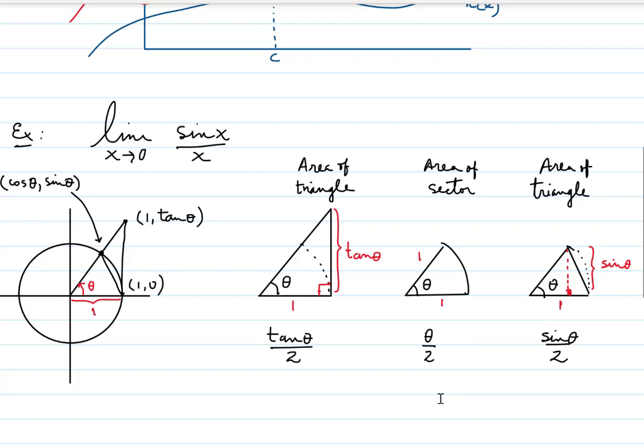Now, clearly you can see the area of this big triangle is larger than the area of this sector, because the sector is contained in this triangle. And then this sector is bigger than the area of this smaller triangle, as you see, this triangle is contained inside the sector. So we can say that these quantities compare in the following way, and we come up with this inequality.